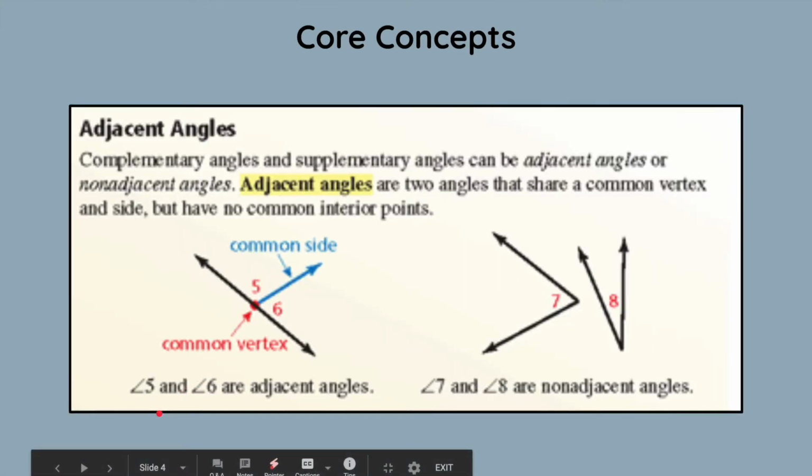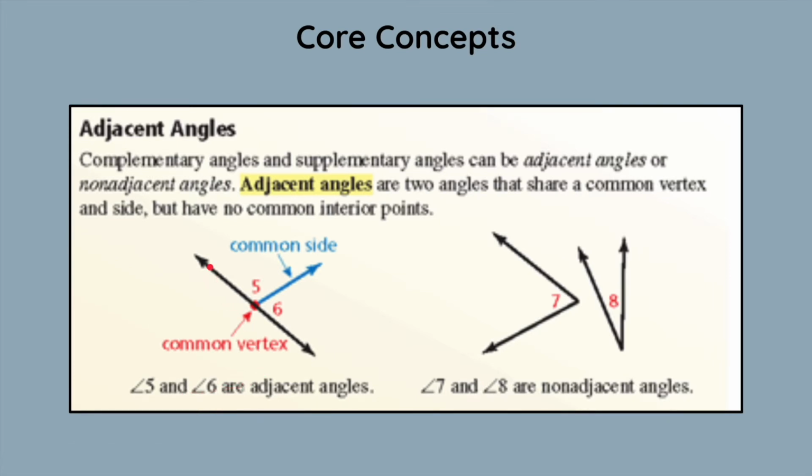So for adjacent angles, they are just two angles that share a common vertex and a common side, but do not have common interior points. So right here, angle 5 and angle 6 would be considered adjacent angles because they have this common vertex and then they have this common side. However, angle 7 and angle 6 are not adjacent angles.